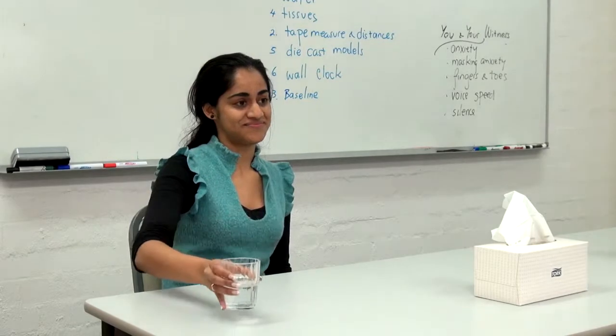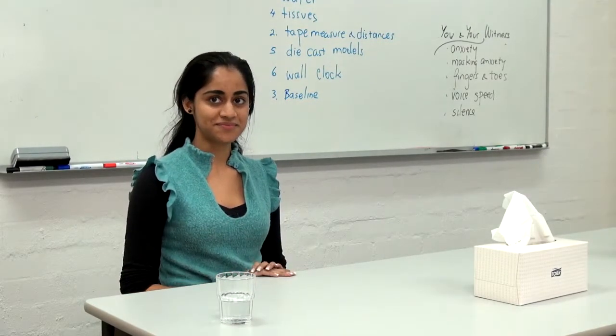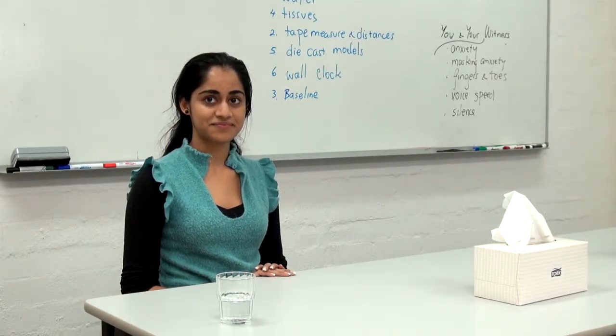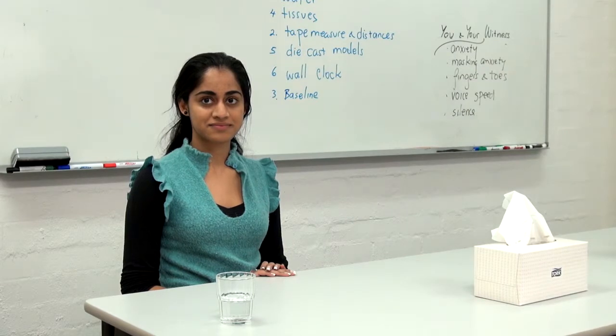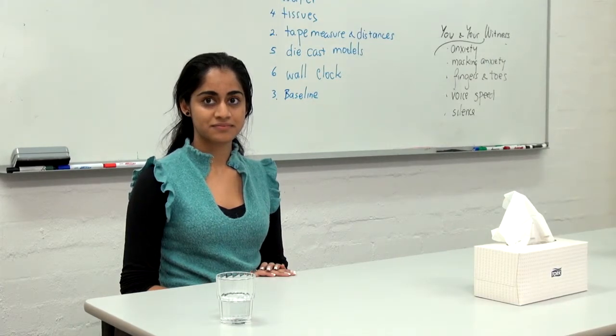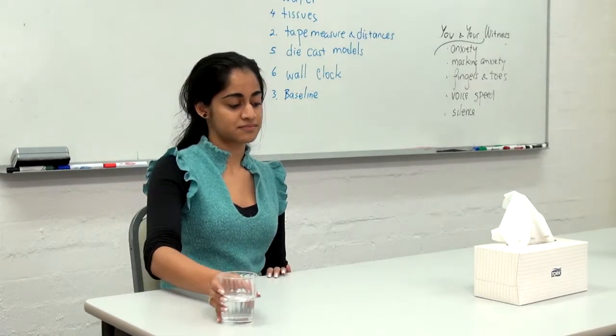That's an example of how to use the water glass. Notice that when Sonia reached for the water glass, she reached in such a way that she came into the judge's, or in this case, you the viewer's, field of vision. Watch what happens if she fails to do that and instead reaches out of the field of vision.